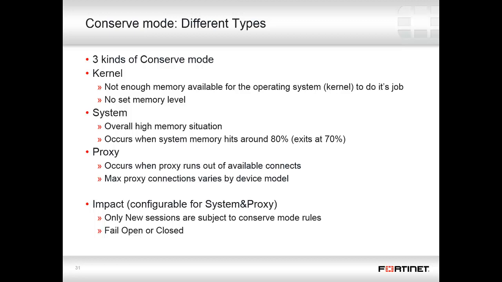System conserve mode indicates an overall lack of resources. This is when the overall memory usage level hits about 80%. Once it's been triggered, the unit will not exit until memory has dropped by 10% to around 70% usage. Proxy conserve is when the transparent UTM proxy runs out of connections. The maximum number of proxied connections varies by models. When it comes to the impact, system and proxy conserve mode have some configuration options that can be adjusted. With kernel conserve, the behavior is set and unconfigurable.